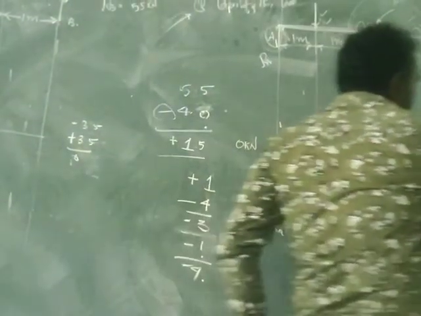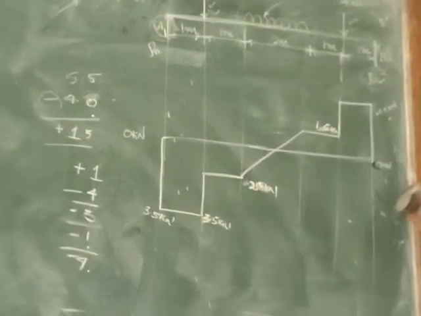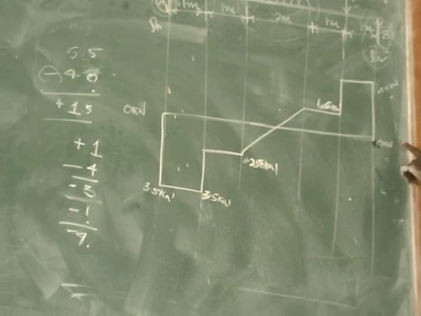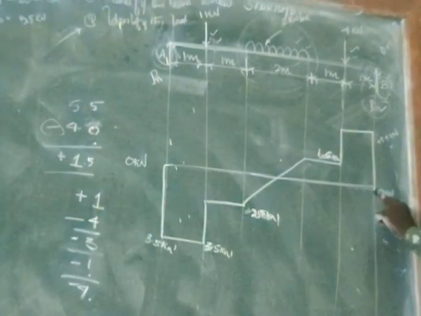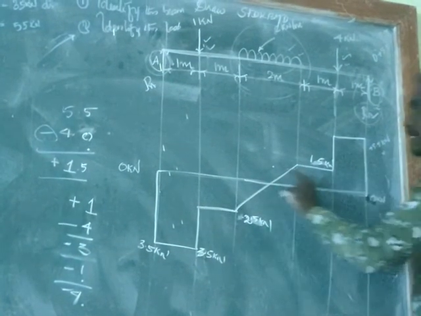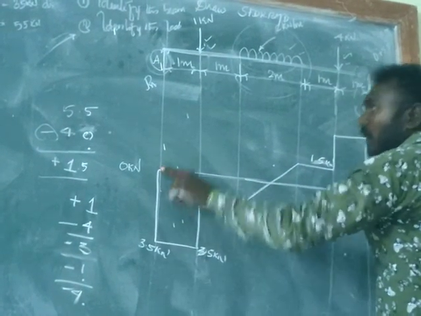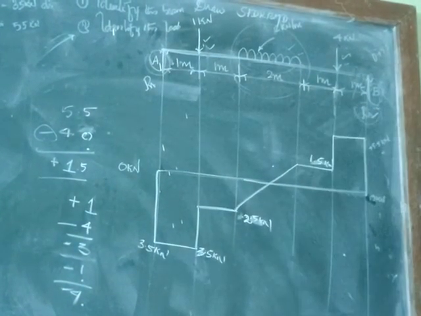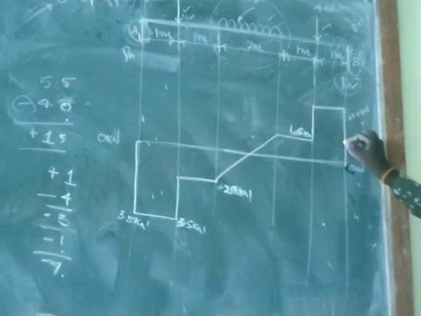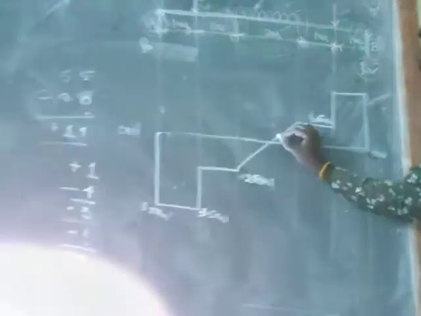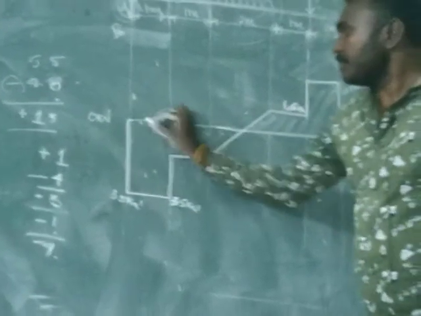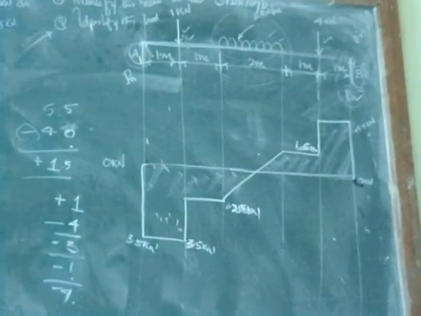This is a shear force diagram. The shear force diagram, keep it in your mind, always starts from 0 kilonewton and always ends at 0 kilonewton for a simply supported beam. This is the shear force diagram for the given beam.